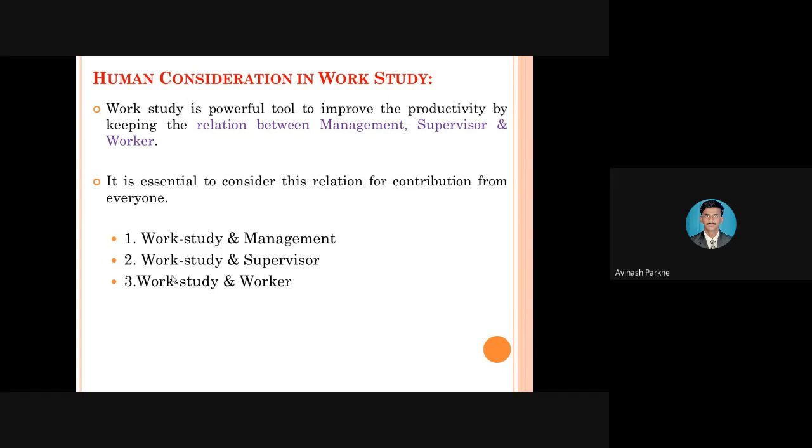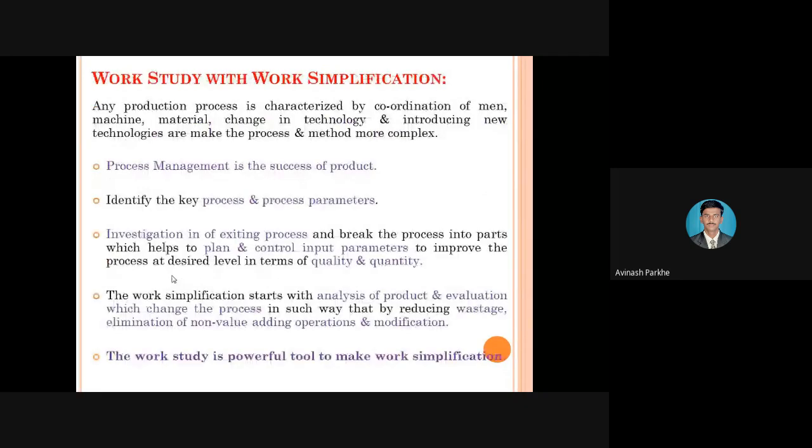So we have to keep proper relations between the management, supervisors and the workers. So all these three parameters, that is management, supervisors and workers, can work in the effective manner, due to which your output can be increased, and if your output is increased, automatically your productivity also increases. Therefore, these human considerations also play a very important role in work study. It is similar to the previous one, that is work simplification.